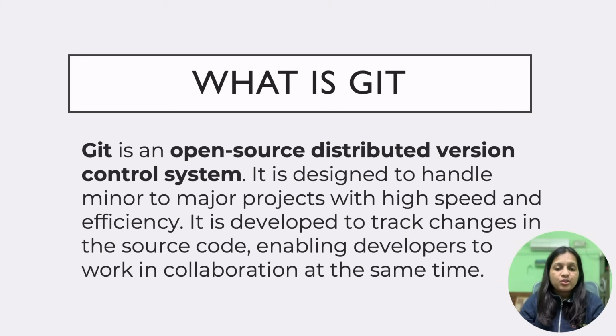Okay, so why is Git used? Git is used to design, handle minor to major projects with high speed. That is, the speed of Git is very high. That is, it can handle very small to very large projects, and it handles them with high speed and efficiency. That is, any changes that you made, anything that you do, they are very efficient and nothing is lost.